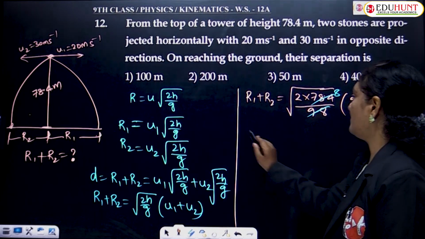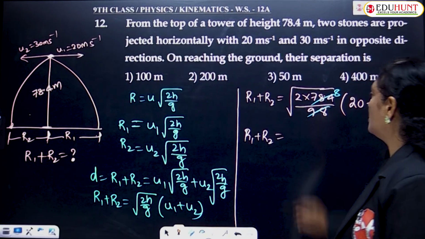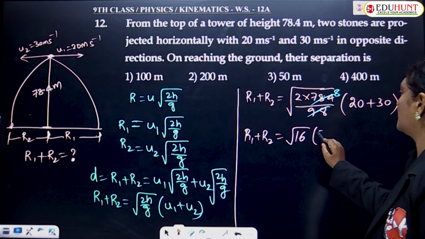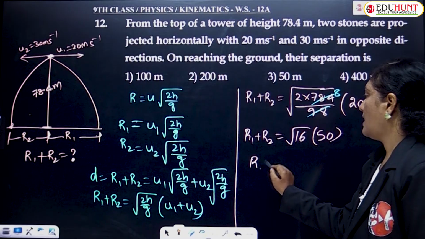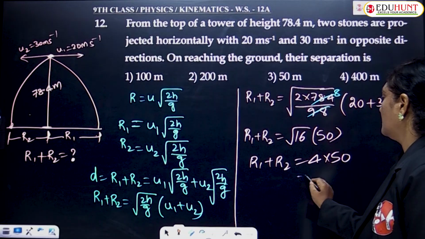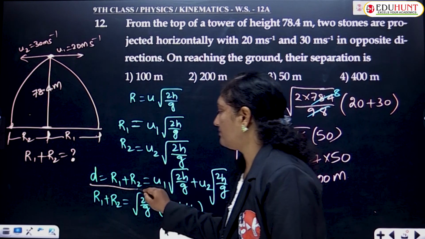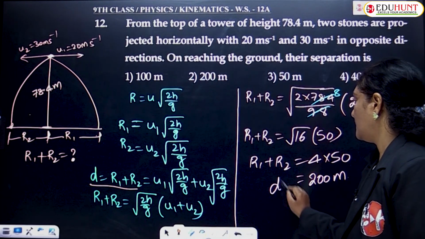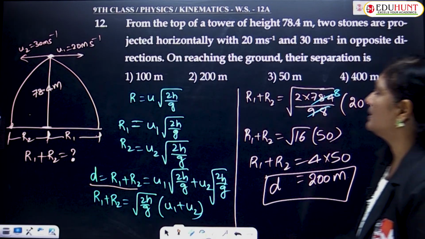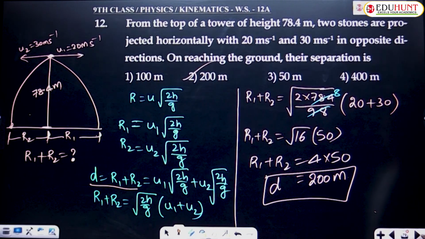So after further simplification, we get the value of R1 plus R2, that is the total distance between the two, as root over 2 into 8 is 16. Under root 16 into 20 plus 30 is 50. Hence, R1 plus R2 is found to be 4 into 50. 5 4s are 20, so 200 meters. R1 plus R2 is nothing but D. So the distance between the two stones after reaching the ground is found to be 200 meters. So option number 2 must be true. Question number 12, option number 2, that is 200 meters.